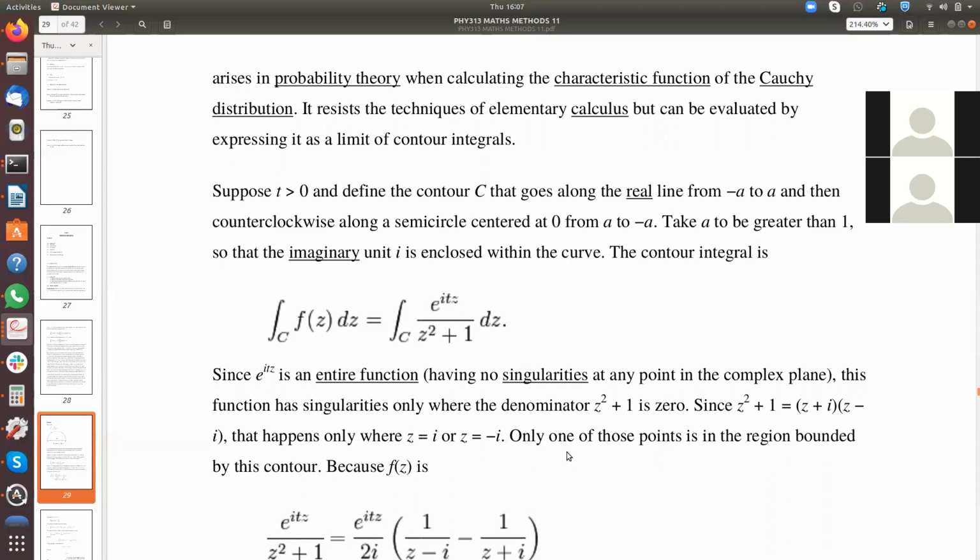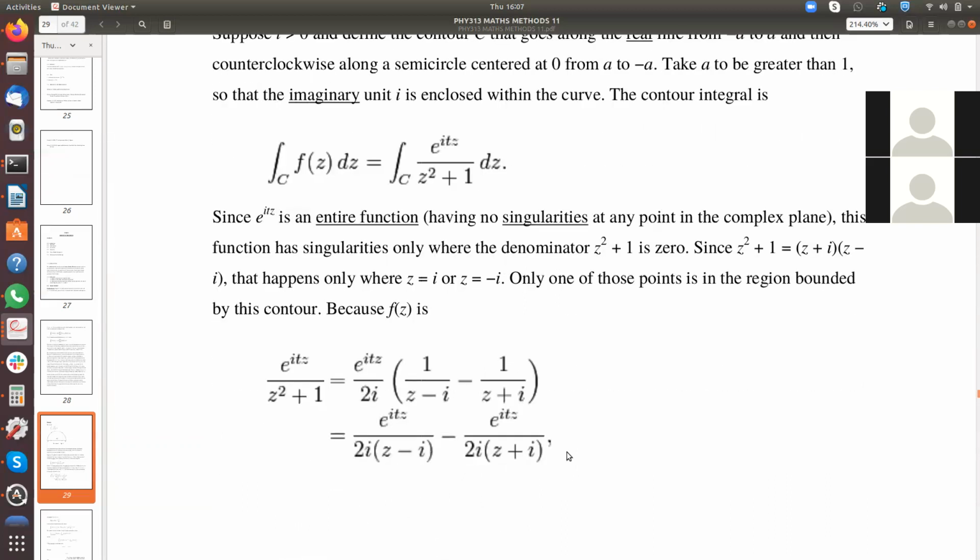So only one of these points is in the region bounded by this contour. What I'm trying to say is that you can try to simplify this into a complex form. You just split this z squared plus 1 using algebra: when you have a squared plus b squared, you can write it as (a plus b)(a minus b). This is what they have used here, and by the time you open this, you get this back. So now they replace the whole of this with this expression.